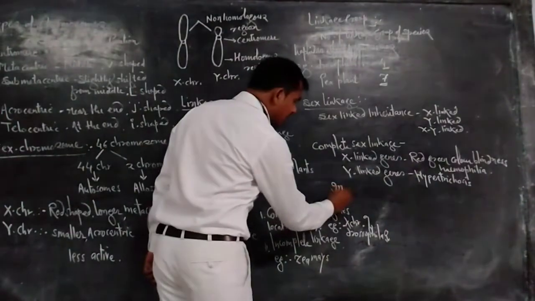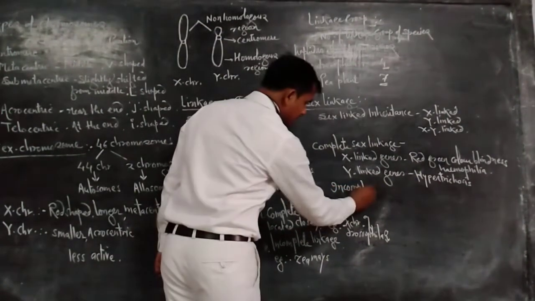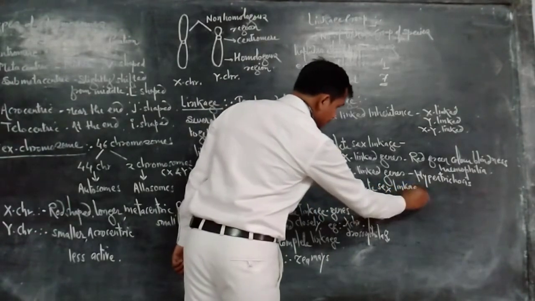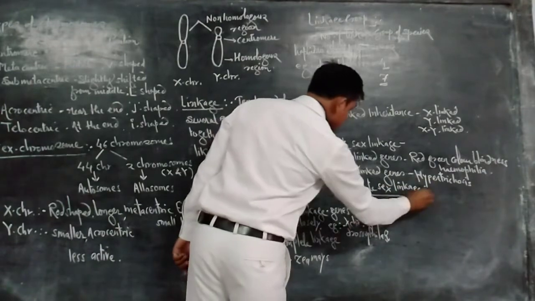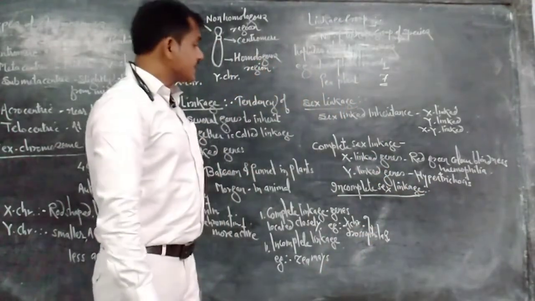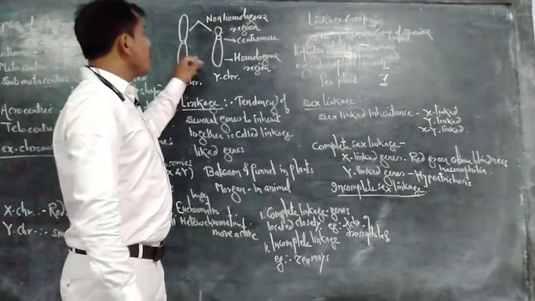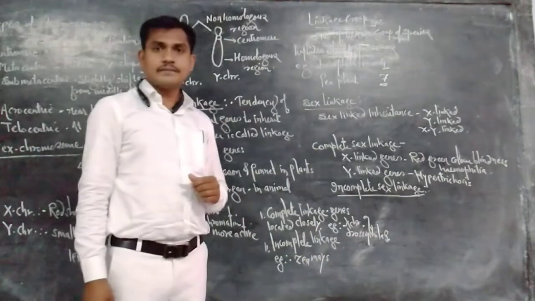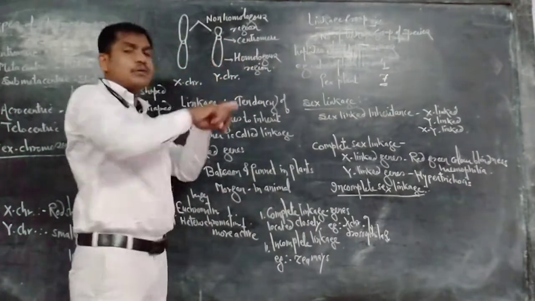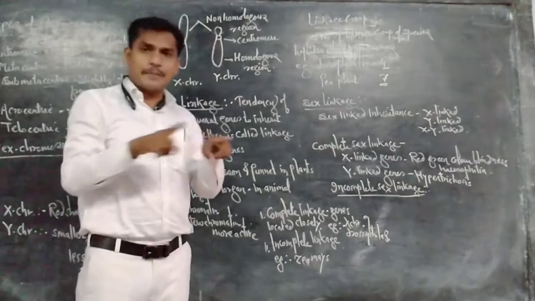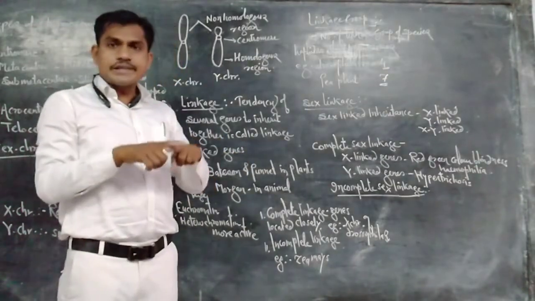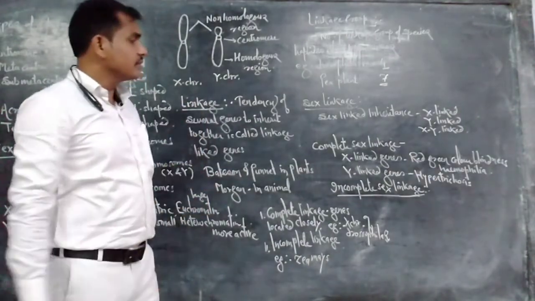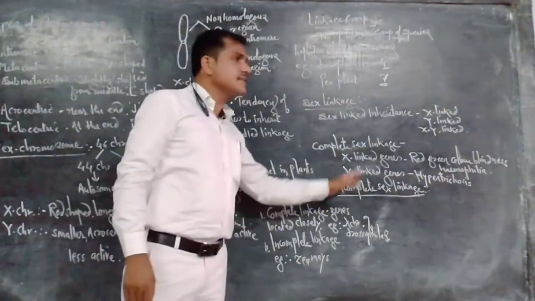Another one is incomplete linkage, incomplete sex linkage. Here the genes are present on homologous regions of the X and Y chromosome. So they are not forwarded together, because in this region crossing over occurs. Due to crossing over, the genes get separated and hence do not get forwarded together, and such linkage is called incomplete sex linkage.